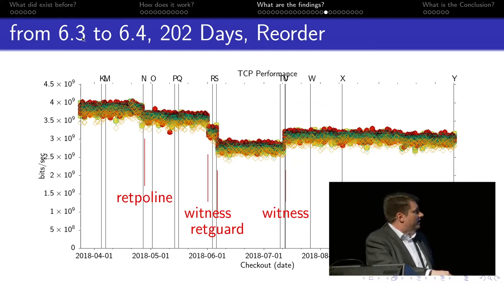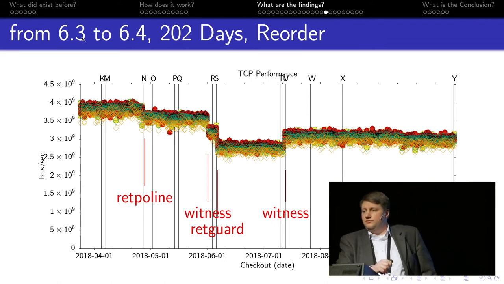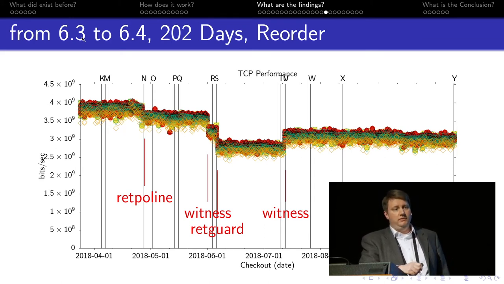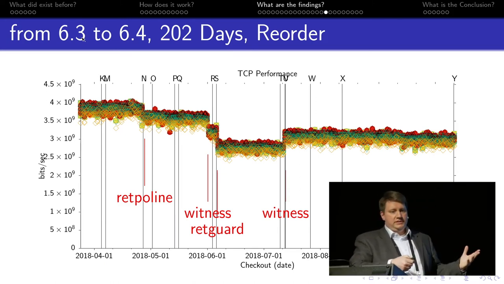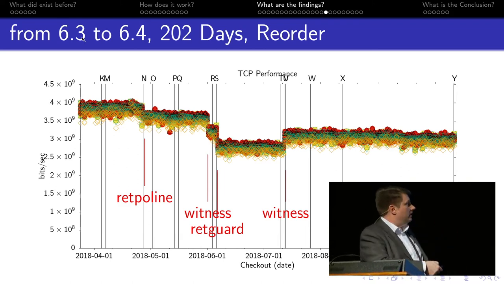Then we have added WITNESS. WITNESS is a tool that we copied from FreeBSD that helps you find mismanagement of locks and supports deadlock prevention, and it's more or less a debugging tool. We were running it for a while in our kernel just to see if there are reports and whether we can fix them. So it was never planned for release. We know that it would be slower, and here we enabled it.